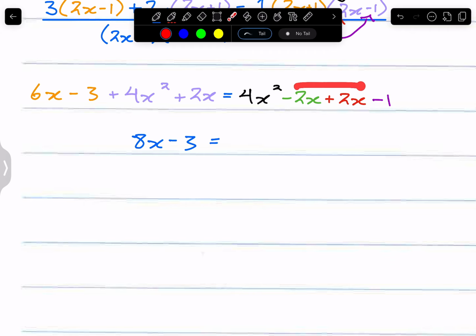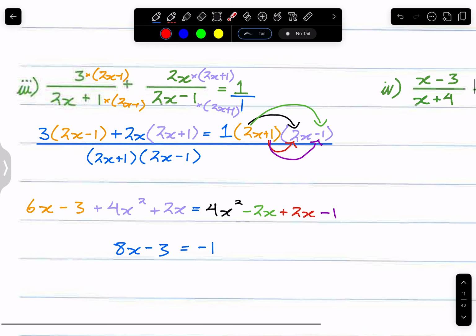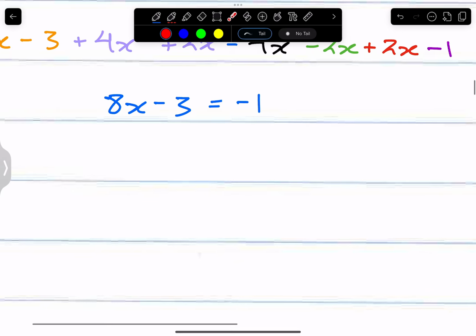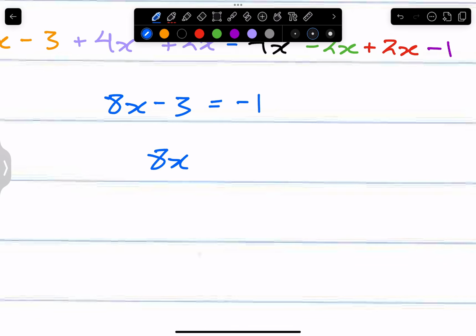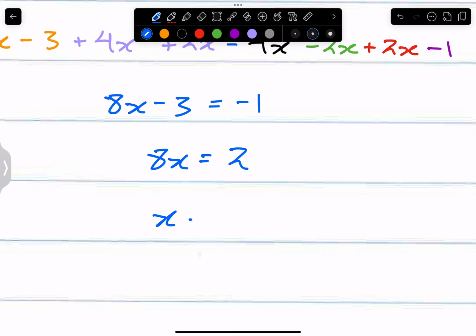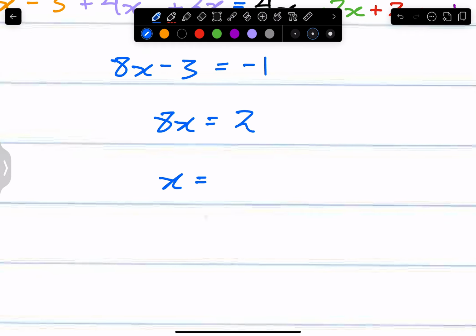And again, notice these two will also cancel out. So negative 2x plus 2x, these two cancel, leaving us with just negative 1 on the right-hand side. So this mess simplifies down to this nice, neat equation here. And so we just solve this equation as we normally would. This becomes 8x equals, adding 3 to this side, so plus 3 minus 1 is 2. Dividing both sides by 8, 2 over 8 simplifies down to 1/4.